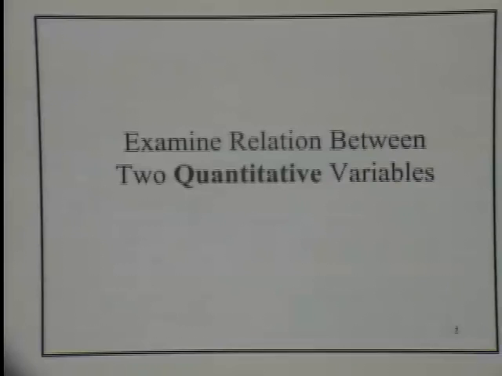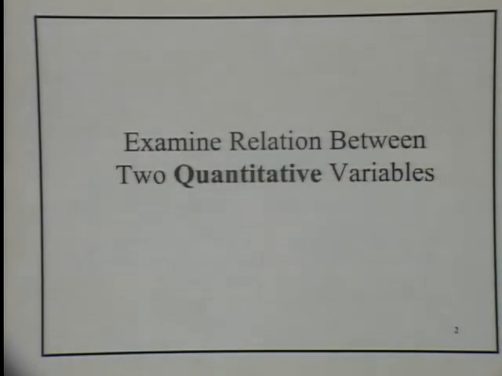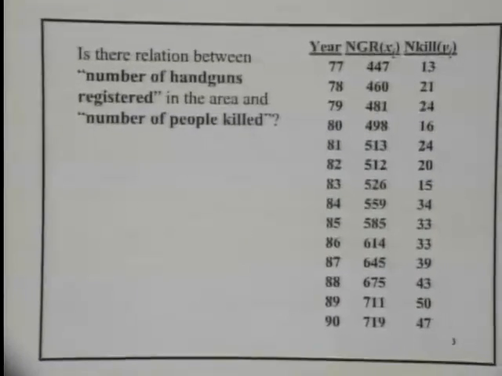Now, if you have two quantitative variables, that's where Pearson's correlation comes in and linear regression comes in, right? If you have two quantitative variables, how do we study the significance of correlation between the two quantitative variables? So what I use is actually an example.